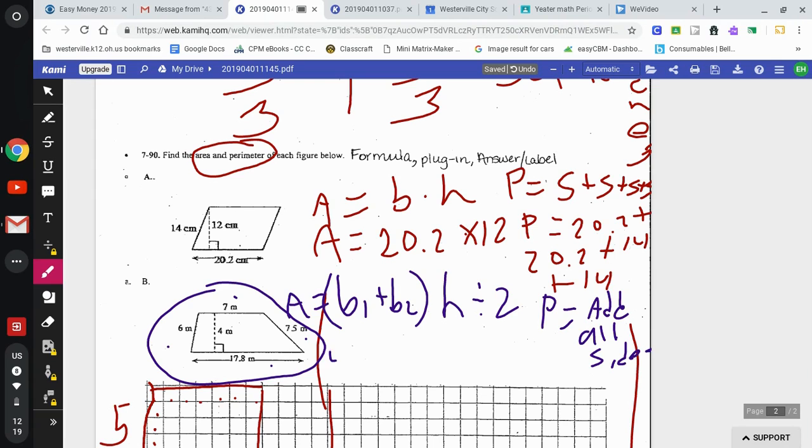Now to set up your area again, you have 2 bases. I usually call this base 1, this base 2. So you're going to have 7 plus 17.8 in parentheses. You'll add those up. You'll multiply them by 4, which is the height. And then you'll divide them by 2. And you'll get your final answer.